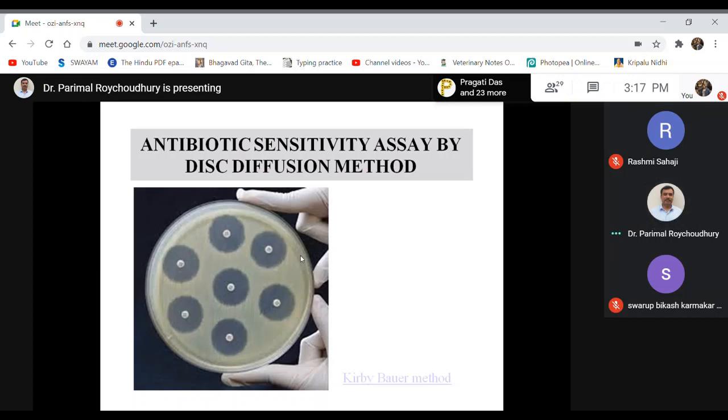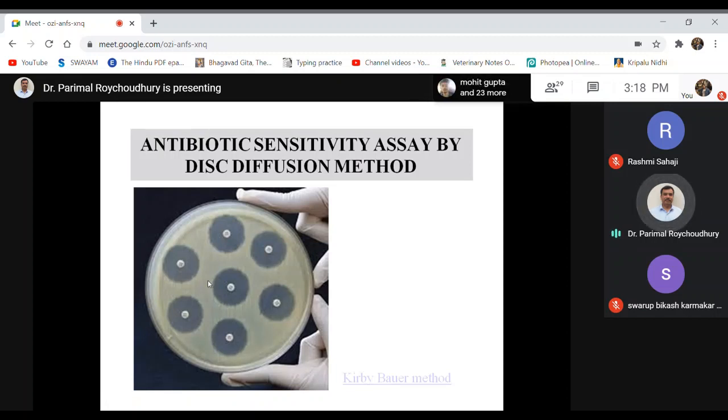Coming to this particular point, how can we identify whether a particular antibiotic is resistant or sensitive against a particular bacteria? We can perform a very small test called the disk diffusion method, which was first developed by Kirby and Bauer. It is very useful, and all laboratories use this technique for identifying the sensitivity and resistance pattern of a bacteria against the common antibiotics.